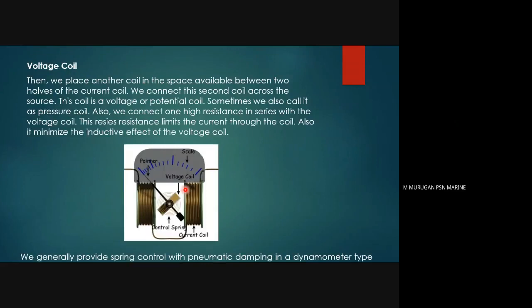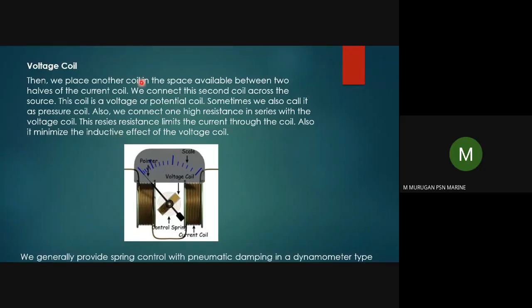Then the voltage coil. We place another coil in the space available between the two halves of the current coil. We connect this second coil across the source. This coil is a voltage or potential coil. Sometimes we also call it a pressure coil. Generally we say pressure coil, and sometimes the pressure coil is called the voltage coil.